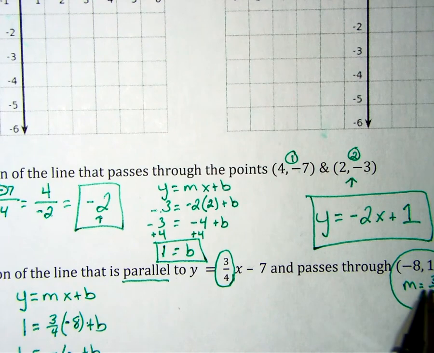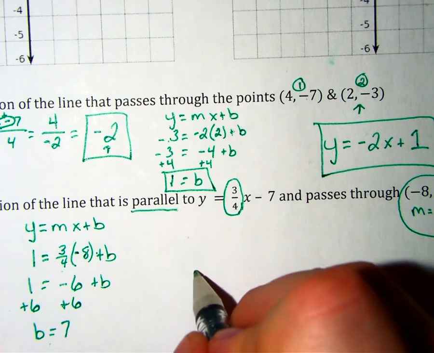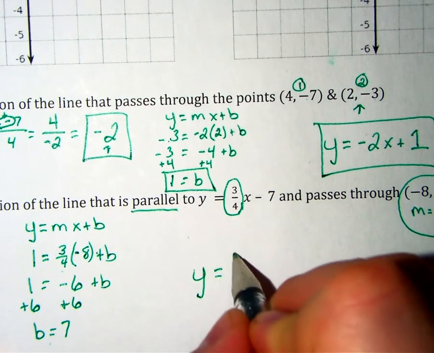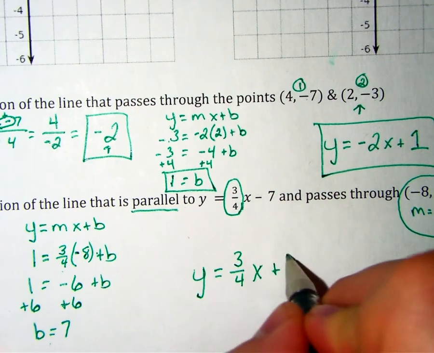Well, we now know the slope because we solved and got that from our previous equation. We now know our b value, which is 7. We can write an equation. Y equals 3/4 x plus 7.